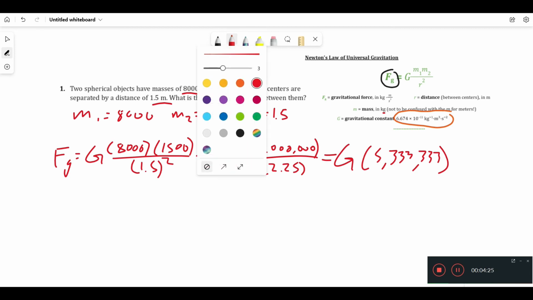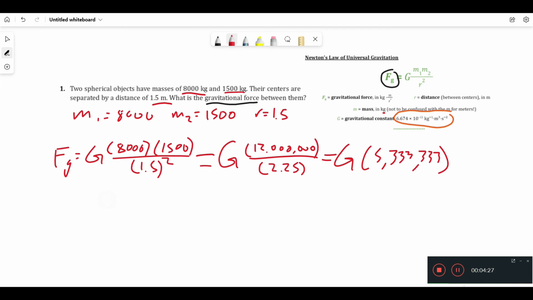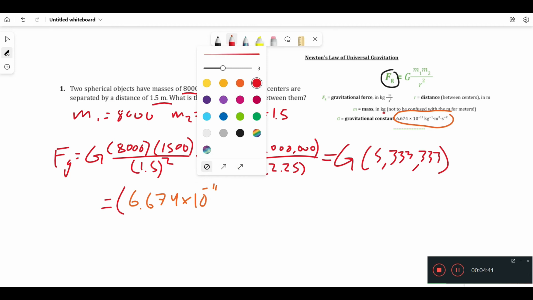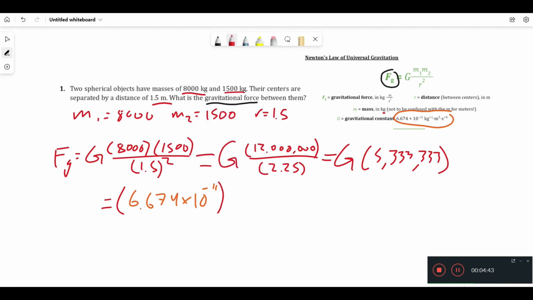Instead of G, I'm gonna follow over here, that number, 6.674 times 10 to the negative 11. That is our gravitational constant for anything that involves gravity. And we're going to go ahead and write that number that we said we're still working with, 5.333, 333.